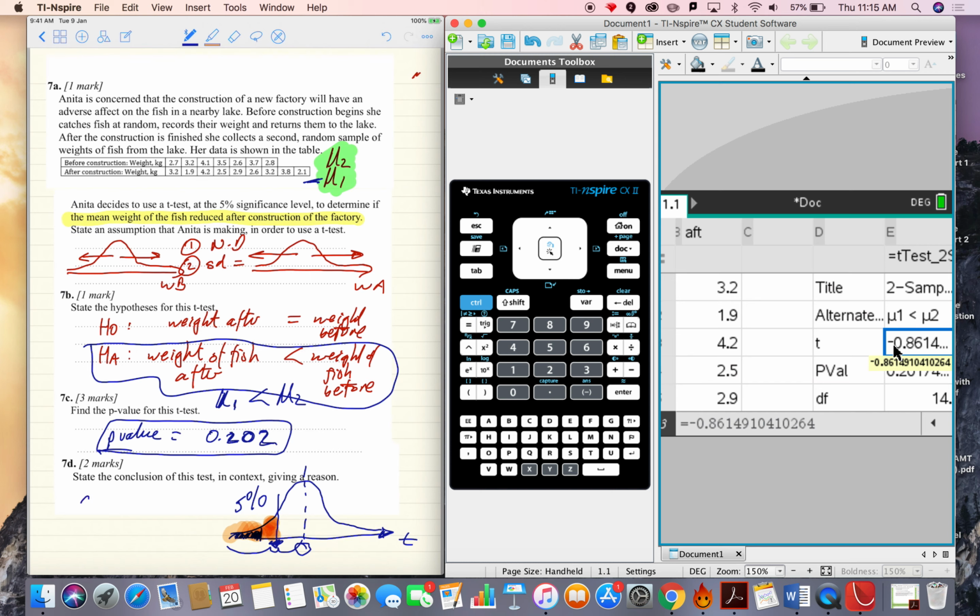So therefore, our p-value of 0.202 is greater than the significance level of 0.05. Therefore, there's just not enough evidence to suggest that the fish weights have reduced. So what do we do? We hold onto H0. There's insufficient evidence that the fish have got smaller. Okay, so what we're looking for in terms of being able to reject H0 is a t-value that puts us in that 5% critical region.